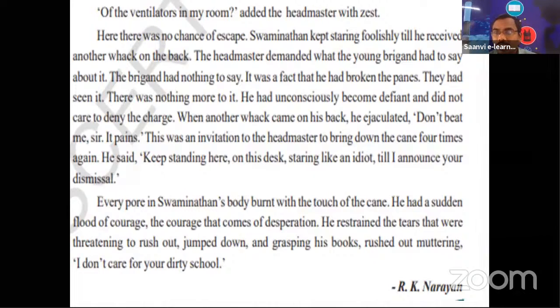Swaminathan kept looking steadily, foolishly, till he received another whack on the back, another hit on his back. So the headmaster understood that Swaminathan was the student who had broken the window panes. That's why the headmaster beat him on his back with his cane, with his stick.